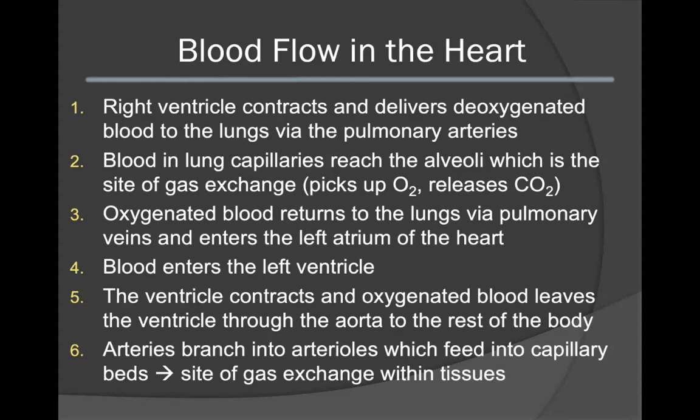This highly oxygenated blood will then return to the heart via the pulmonary veins. It will then enter into the left side, specifically the left atrium of the heart. Blood will then enter into the left ventricle. Once the ventricle contracts, this highly oxygenated blood will leave the ventricle through the main aorta and be delivered to the rest of the body. Arteries will branch into arterioles, which will then feed into capillary beds at the site of organs and tissues. This is the site of gas exchange at the tissue level.